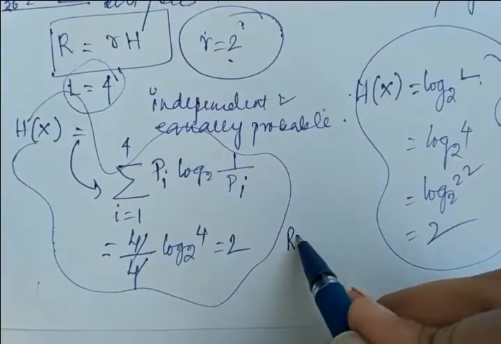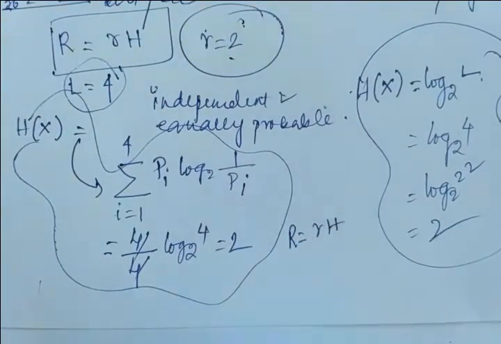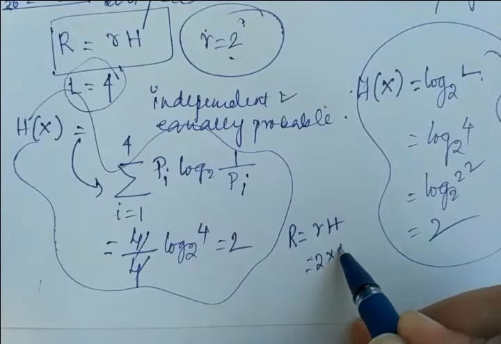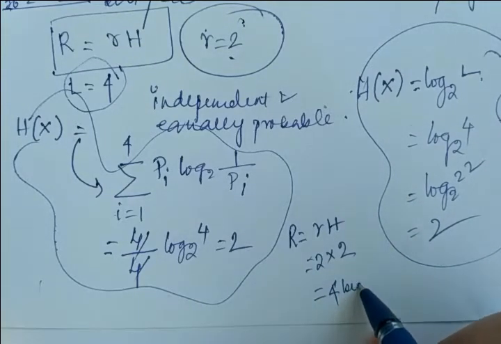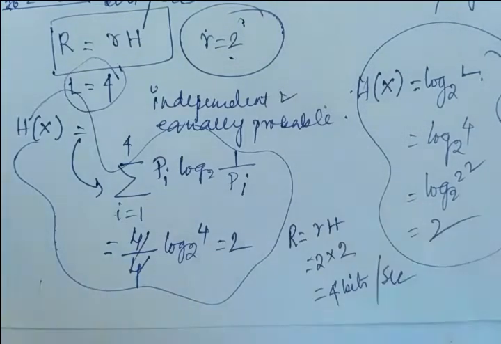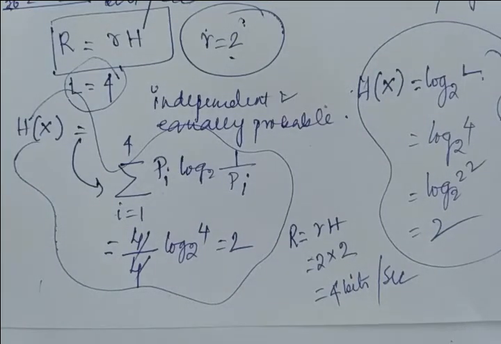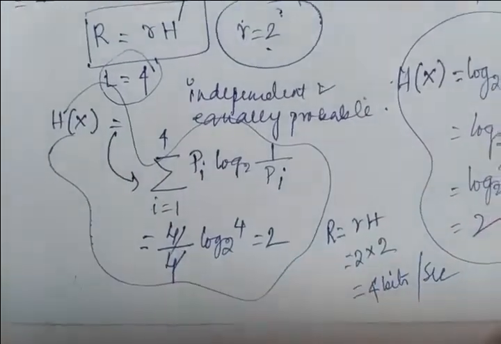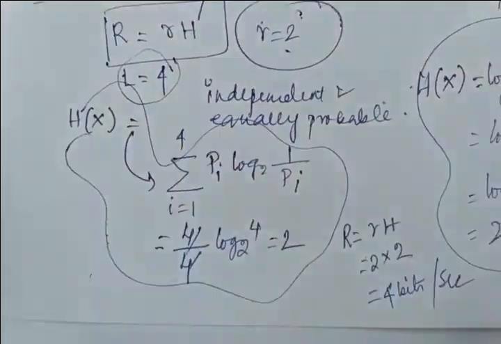So what will be your information rate? That is nothing but r into H, so 2 into 2, that means 4 bits per second, right? Clear? I think up to this there is no confusion, no doubt. Okay, so coming to my next part. What is my next part?